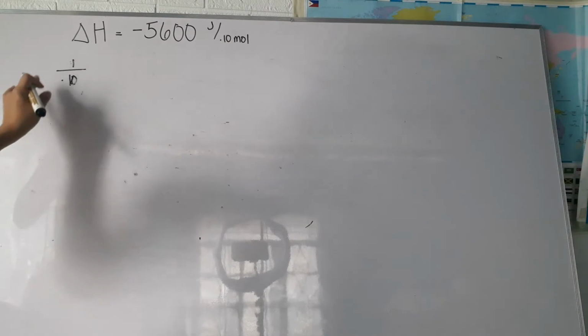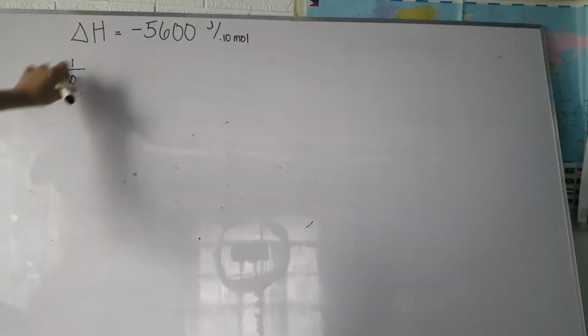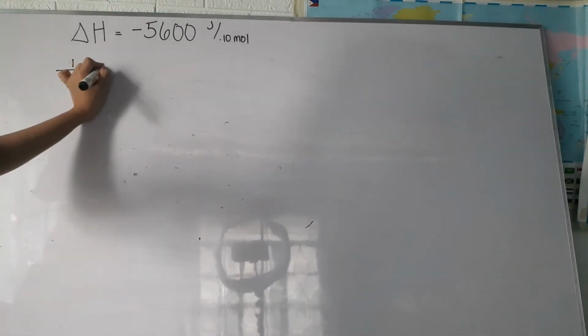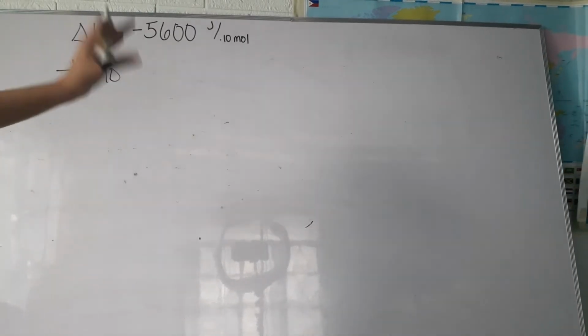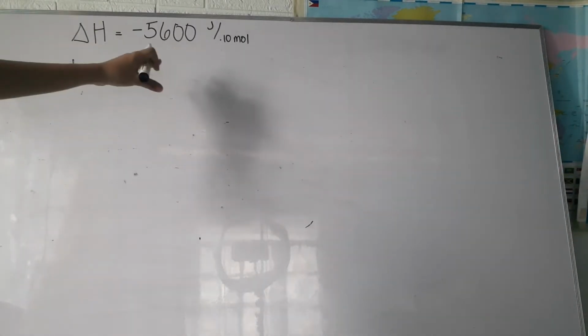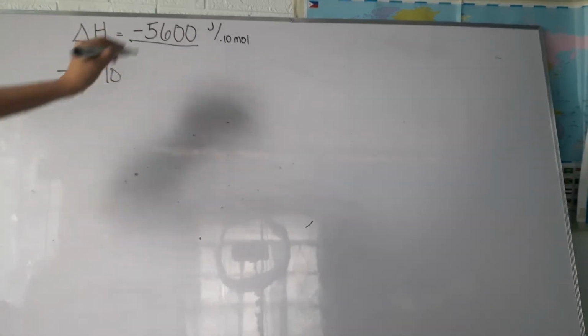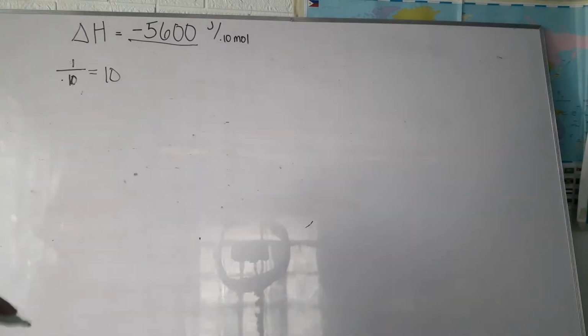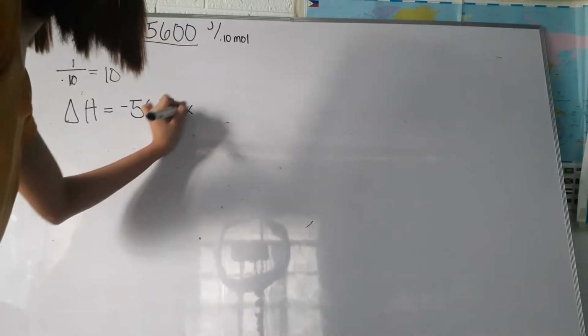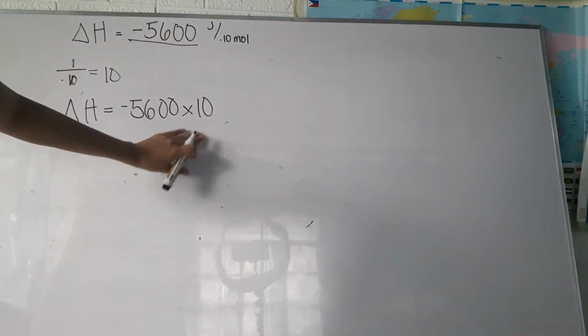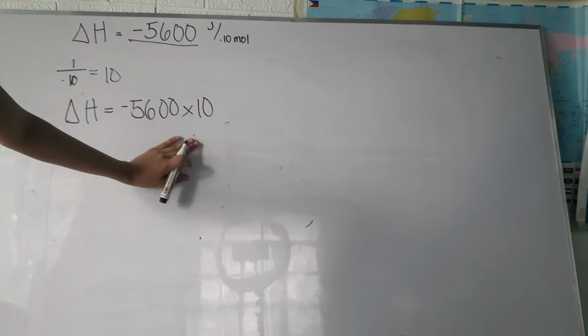Ayan. So, 1 divided by 0.10 is equal to 10. Ayan. So, i-multiply natin siya ngayon. I-scale up natin yung molar quantities nitong nakuha nating exothermic reaction by 10. So, paano natin yung gagawin? Delta H is equal to negative 5,600 times 10. So, i-multiply lang natin siya para ma-scale up natin yung molar quantities niya.